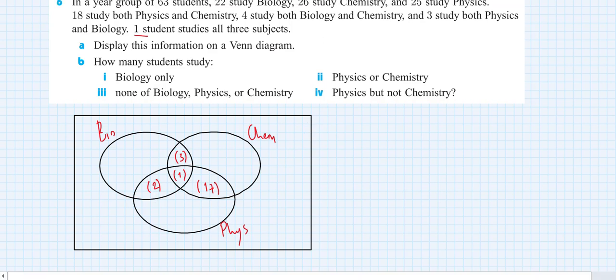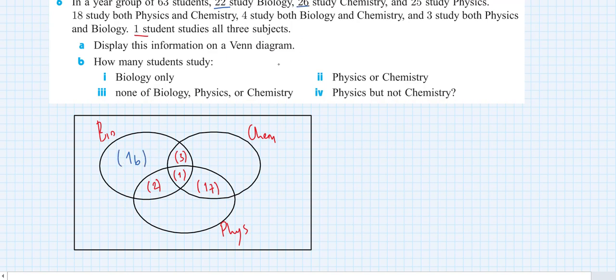Now let's go to the students who study only that particular subject. We will go from this information. 22 students study biology. I have some students already listed here. There are 6 students who study biology and some other subjects. So in total, 22 students study biology. So there will be 16 students who study only biology.